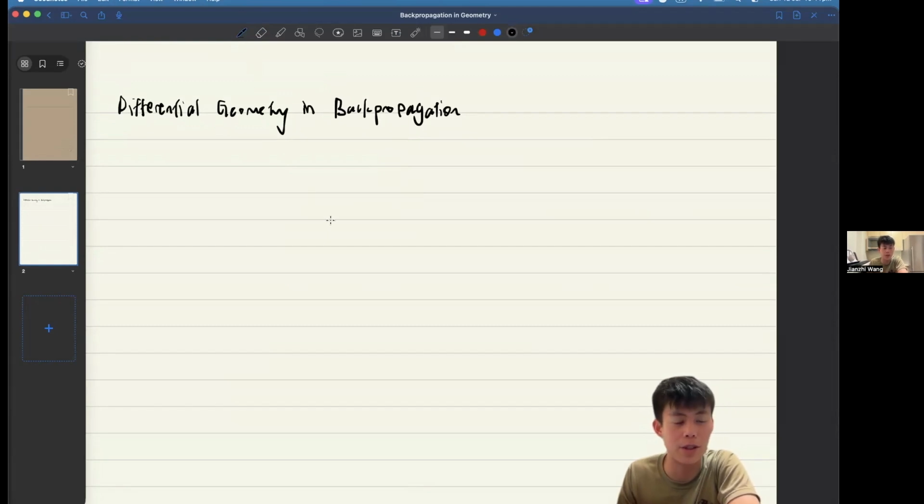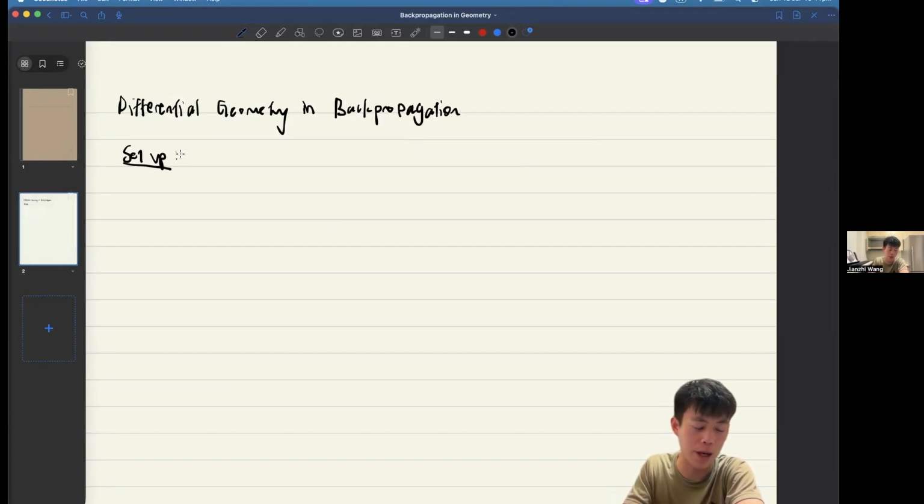Hi everyone, today I'm going to talk about differential geometry in backpropagation. The reason for this topic is that when I was learning backpropagation as an undergrad, there were always a few things about backpropagation that seemed strange to me, and I will verbalize what the strange things are and how I went about resolving them, having learned some tools from differential geometry.